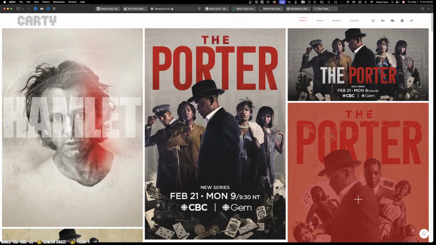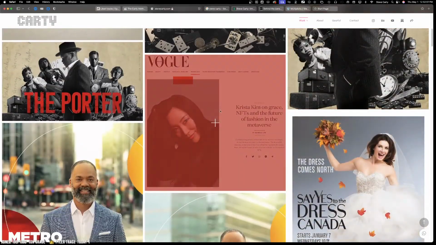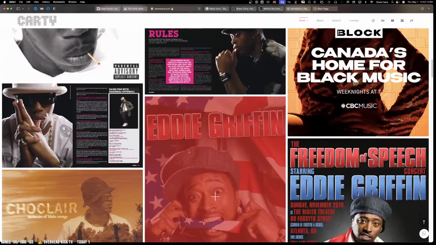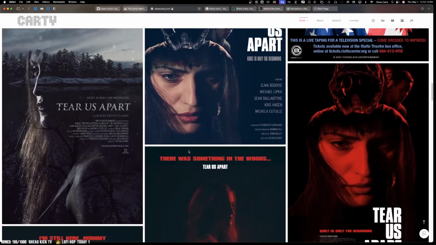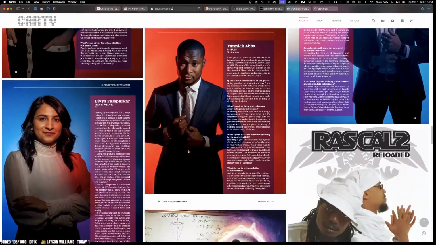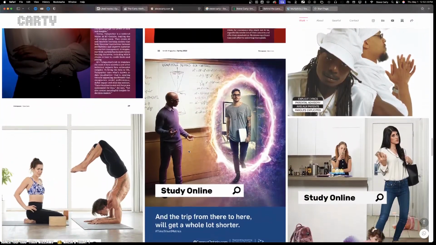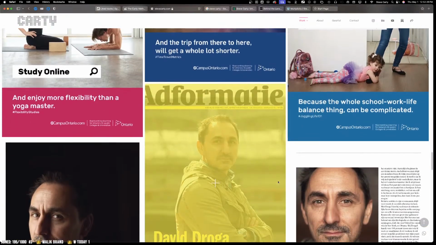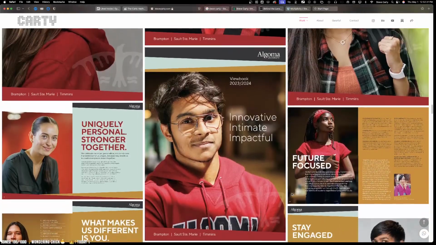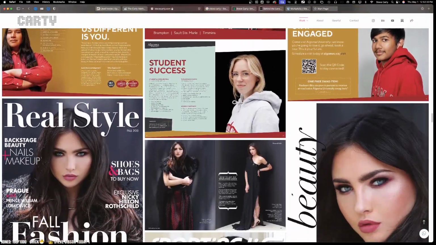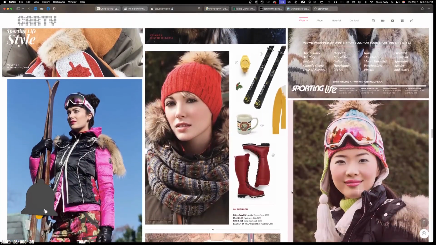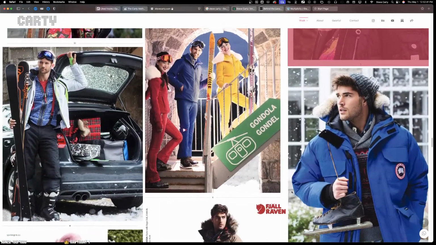Michael Sheen for Hamlet, all the key art for The Porter, Krista Kim for Vogue Singapore, Say Yes to the Dress, Metro Morning, Cardinal Official, Eddie Griffin. This is what I do for my full-time living. I'm on YouTube as a service because there's not enough actual working photographers that work commercially helping the next generation of photographers make it.